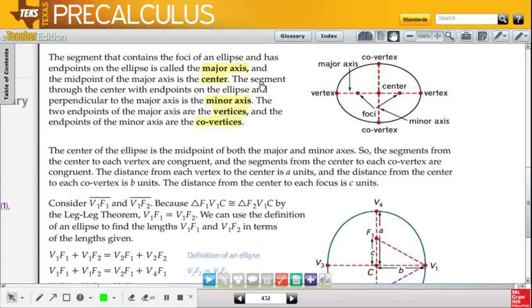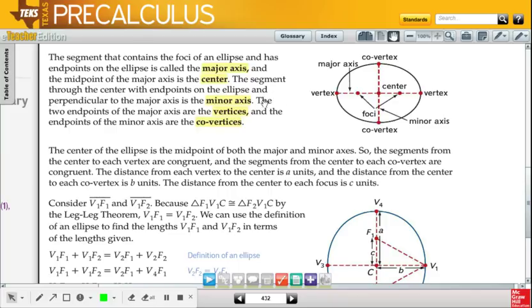Moving on, the segment through the center with endpoints on the ellipse and perpendicular to the major axis is the minor axis. Let me talk about the picture here. The major axis is the line that is the longest length. If you look at this one, the longest length is the horizontal line, so that will be the major axis. Now the minor axis is perpendicular, so in this picture, it's the one going up and down. When you compare the two lines, the one that goes up and down is shorter than the one going left and right.